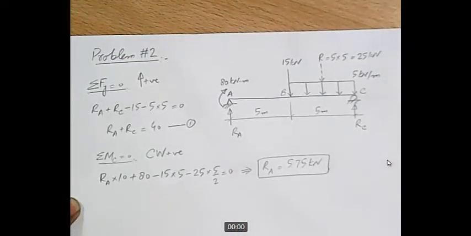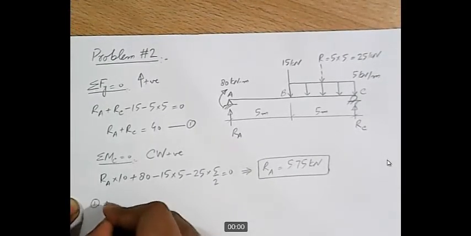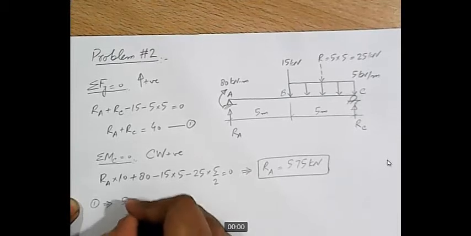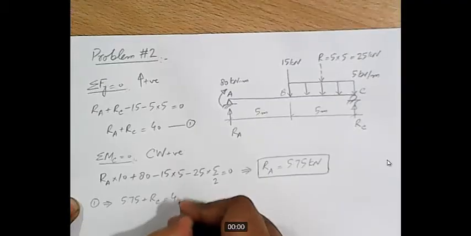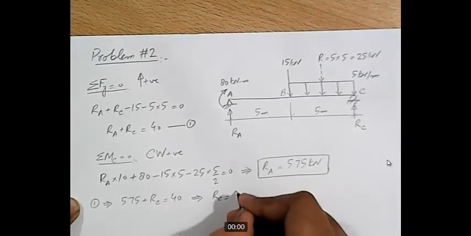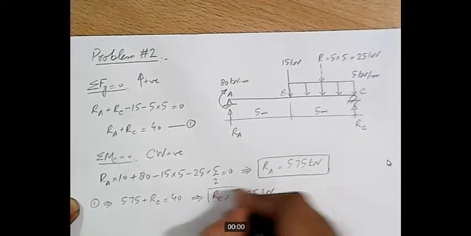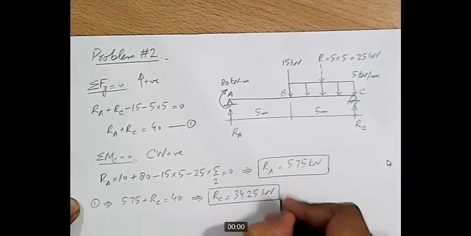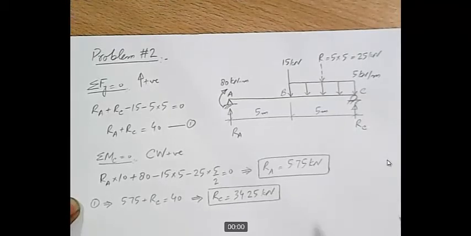Okay, so this is Ra, and if we plug in the value of Ra in equation number 1, we get 5.75 plus RC equal to 40. This implies RC is equal to 34.25 kilonewton. So in this way we have calculated both the reactions RA and RC, and both reactions are positive, which indicates that the assumed directions of these two reactions is correct.